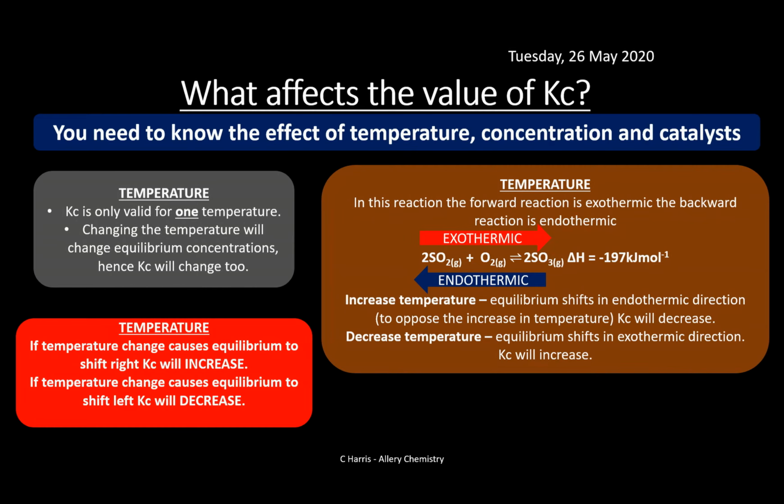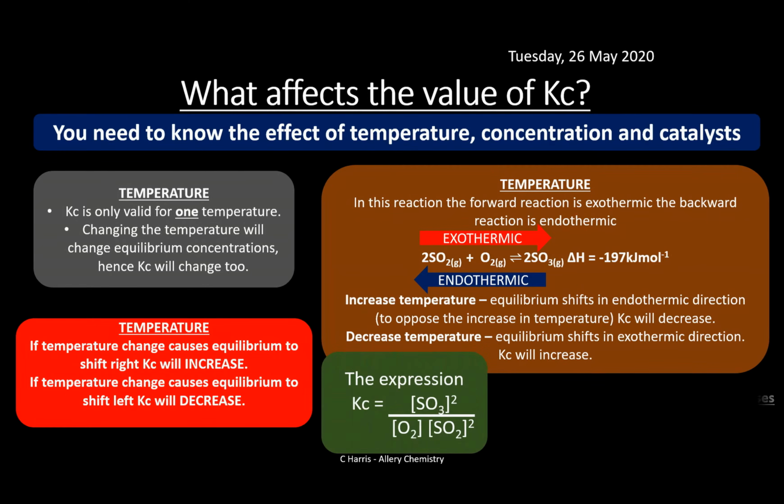Okay, so if we decrease the temperature, it will do the opposite. So equilibrium shifts in the exothermic direction, and Kc will increase. Okay, so how do we know that these will increase or decrease? Well, remember from our Kc expression, so our Kc expression is always products over reactants. So remember that from year one chemistry.